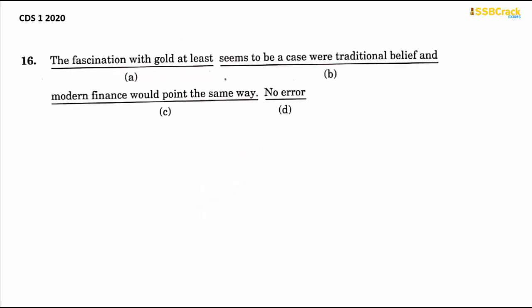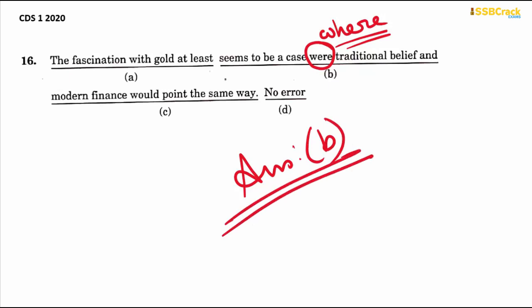Next one, the fascination with gold at least seems to be a case where traditional belief and modern finance would point the same way. Again, there is a wrong usage of the conjunction here. It should not be were, W-E-R-E, it should be where, W-H-E-R-E, not the verb. Okay, so your answer here should be option B.